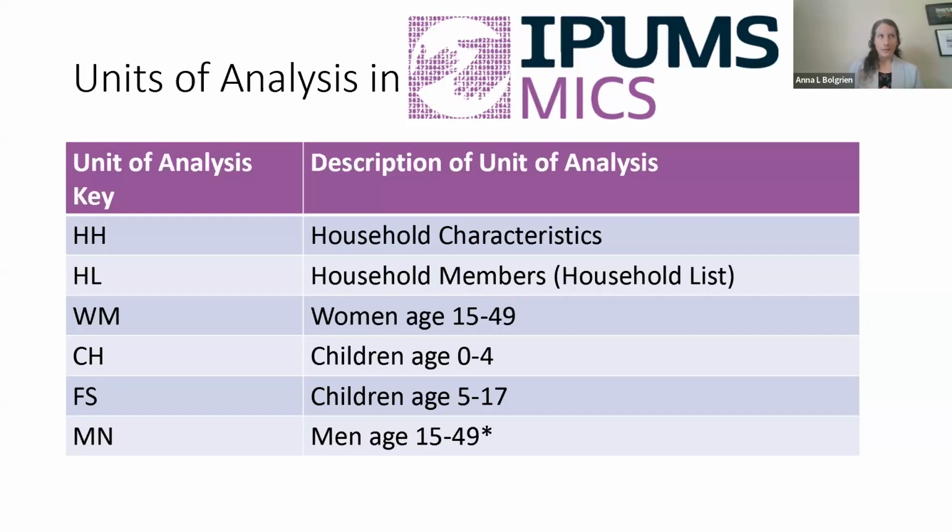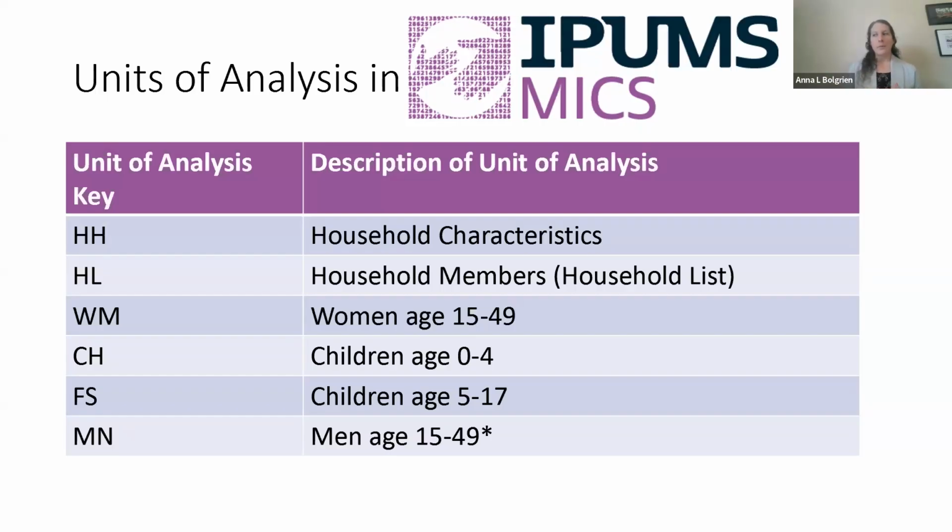The next unit of analysis, CH, refers to the children under age 5 or the children 0 to 4. And this is a unit of analysis that includes information about all children age 0 to 4 in the household and different variables and information about those children. These first 4 units of analysis, the household, the household members, the women, and the children, are common across all MICS samples. Every single one of them has these 4 units of analysis.